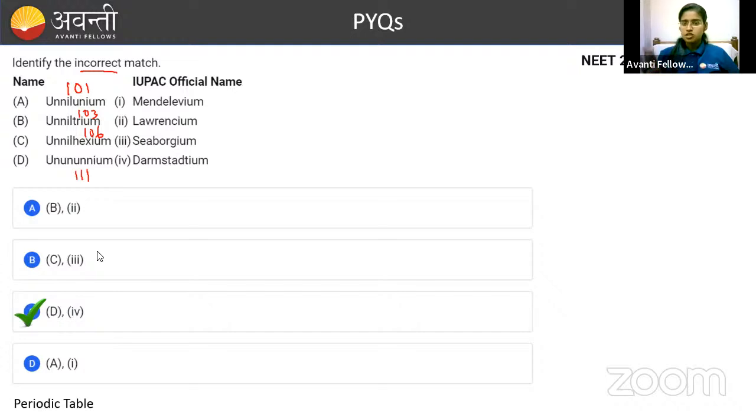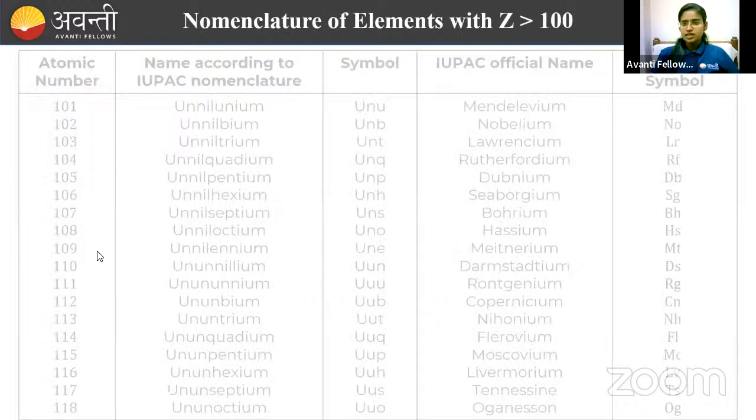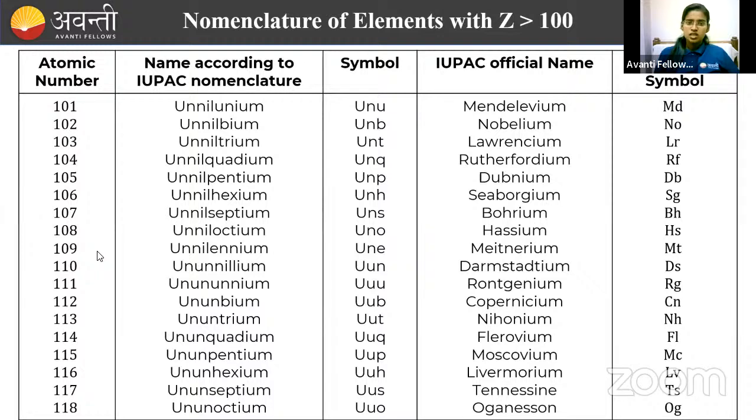So keep all these elements in your mind. Okay. 101, 103, 106 and 111. So now you see the list. This is the list. So 101, we had Mendelevium. And 103 is Lawrencium.